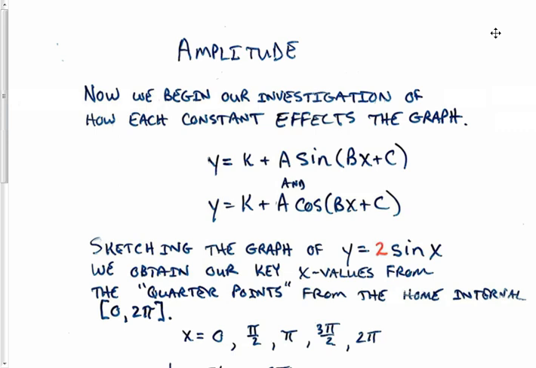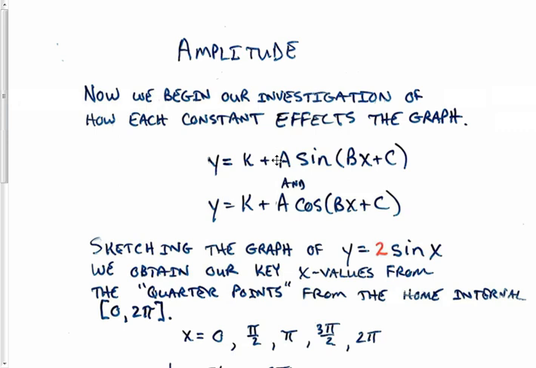So we're still talking about graphing the sine function and the cosine function, but we're going to direct our attention now to something called amplitude. And as you can read, we're going to begin our investigation to start understanding how each of these constants affects the graph of the sine function and the cosine function.